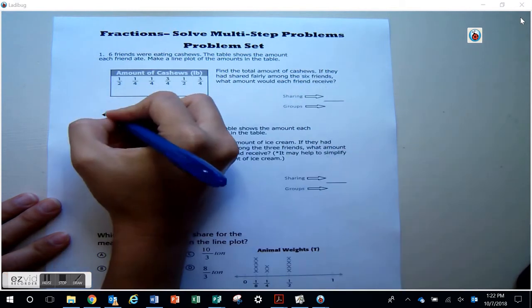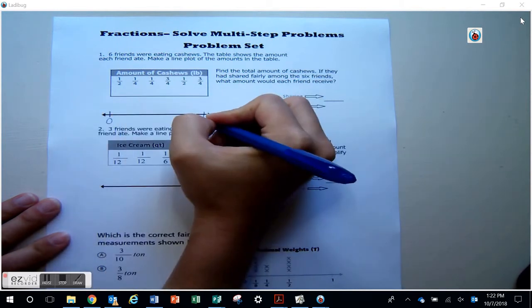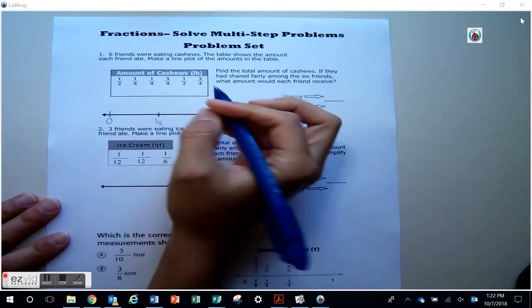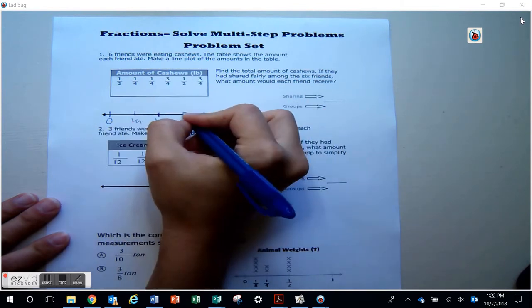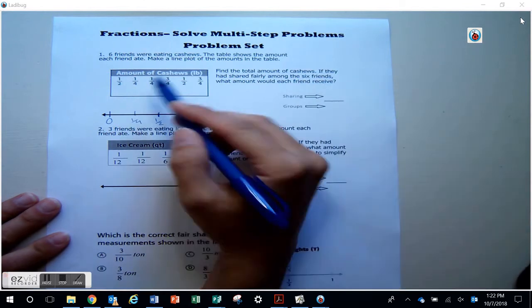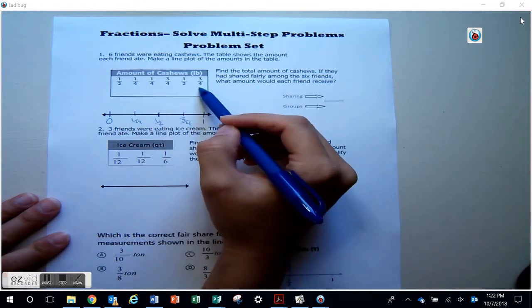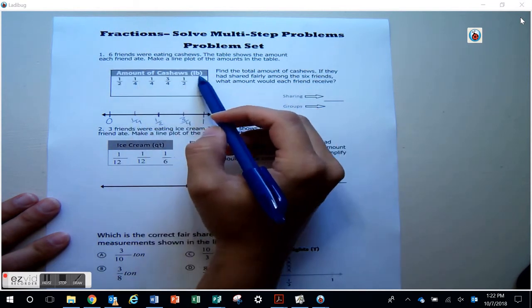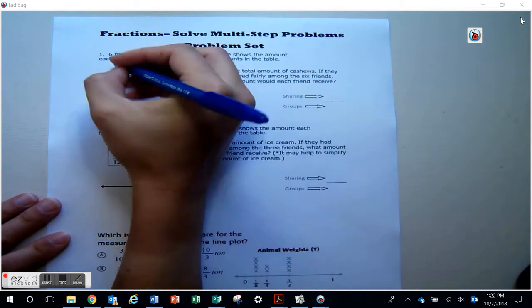So again, I'm going to start with 0. I'm going to go to 1 whole. I'm going to make my 1/2, my 1/4, and my 3/4. Okay. And we have 1, 2, 3, 4, 5, 6 amounts, 6 friends, so that makes sense. Amount of cashews in pounds.